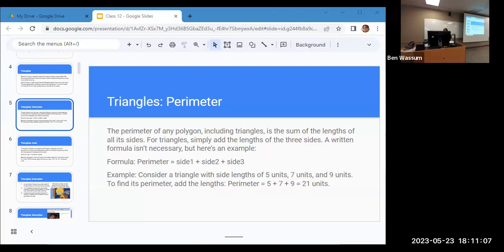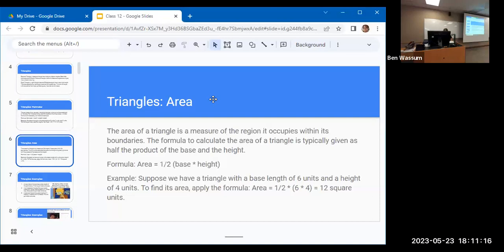But perimeter of a triangle, you just add up all the sides together. And then area of the triangle, that one does have a unique formula. That one's pretty useful, actually. So the area of a triangle is a measure of the region it occupies within its boundaries. The formula to calculate it is typically given as half the product of the base and height. I usually write it as 1/2 BH, but 1/2 base times height is fine too.